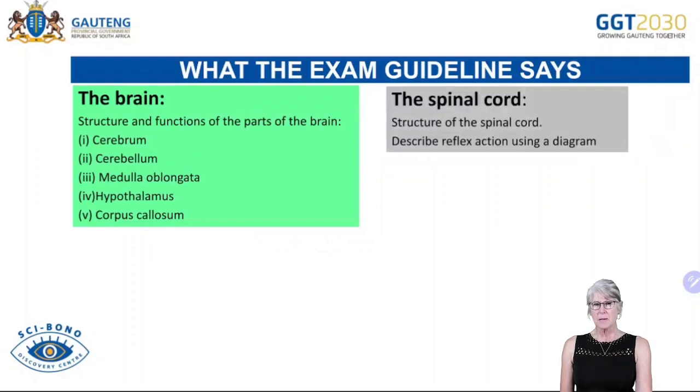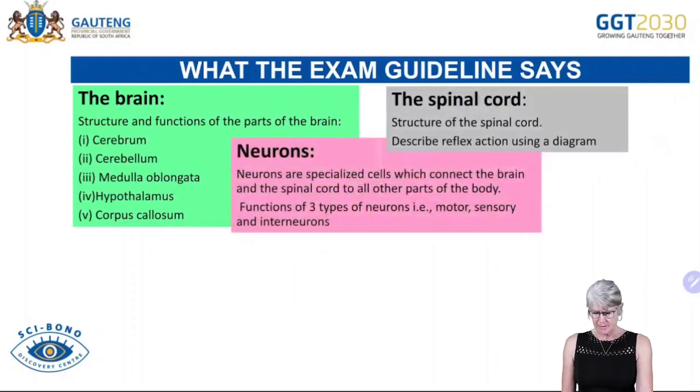And then you must also be able to describe a reflex action, possibly using a diagram, or they might give you a diagram. Then the next part that you need to know is the neurons, and know that they are specialized nerve cells, and we look at them in the context of how they function. So there's 3 different neurons.